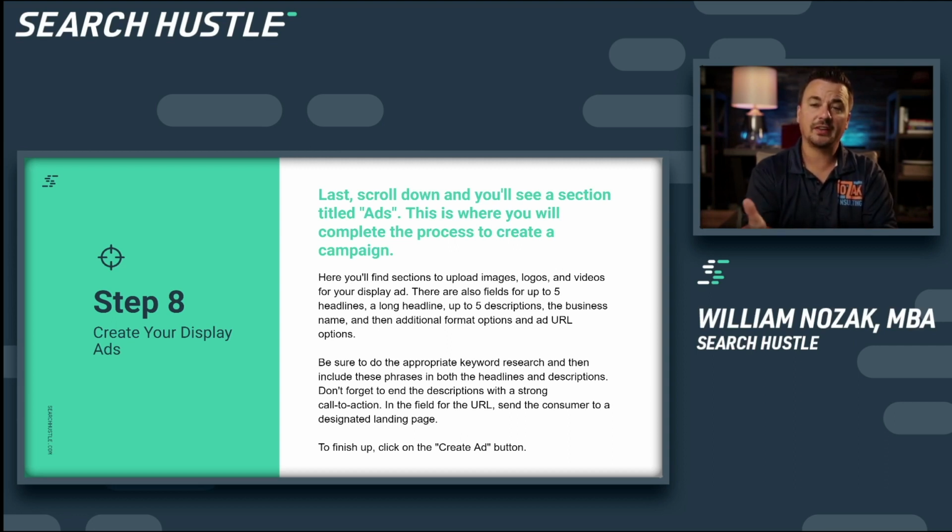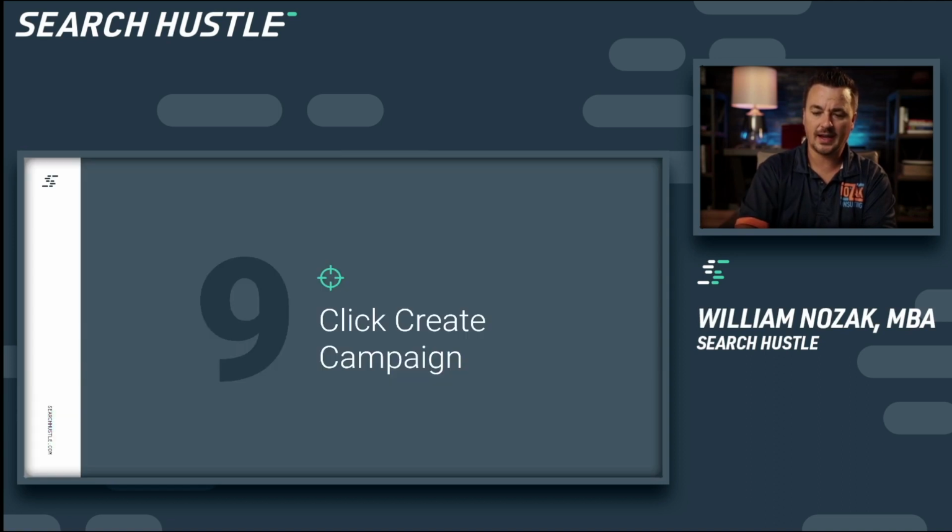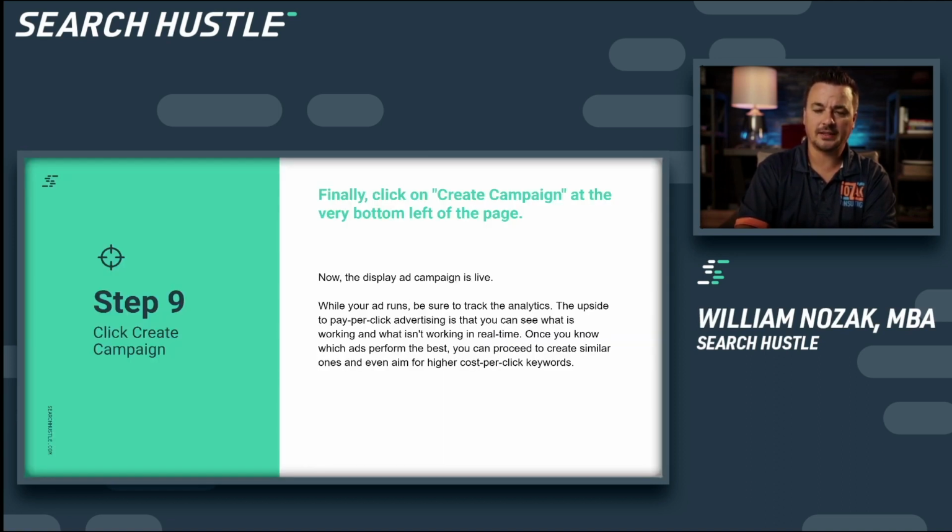You certainly are going to fill out all the fields. So the more information and more headlines you give the AI, the more it can mix and match these headlines to figure out what the best combination is. That's the major power of using Google Ads. And so at the bottom, when you've got all of this information, you've filled it out as many times and created as many different versions as you can, create ad, and then create campaign. So finally click on create campaign at the very bottom left of the page.